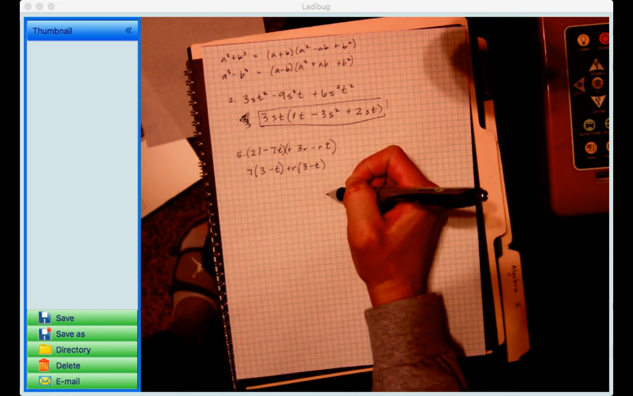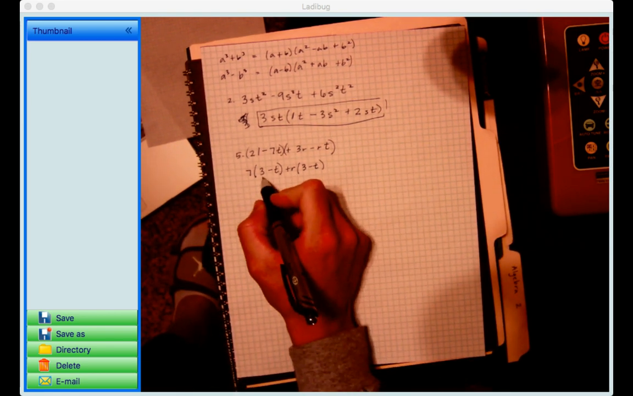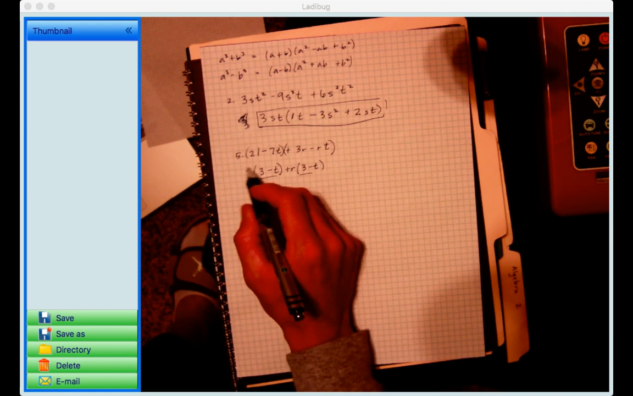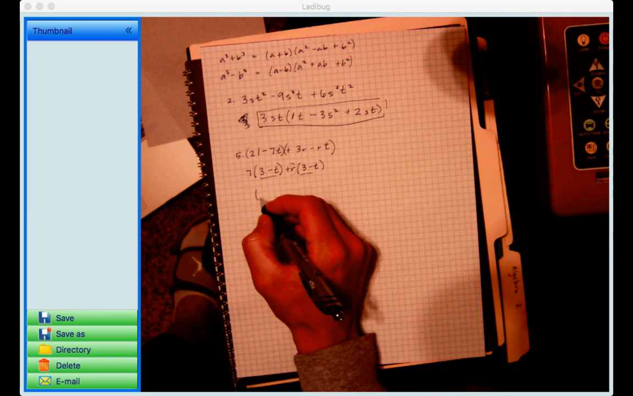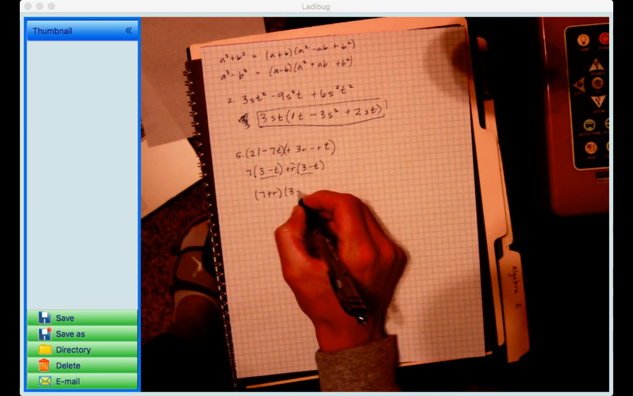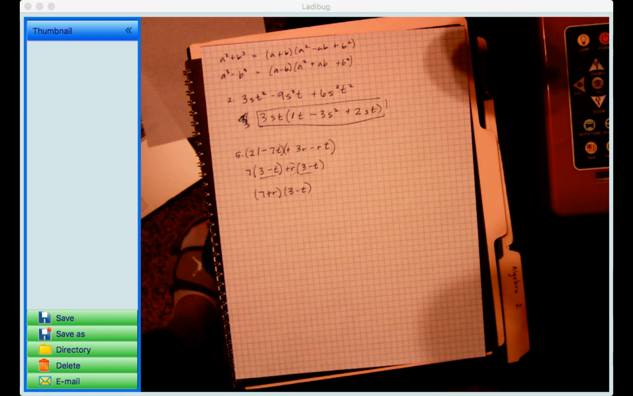So then, just like before, your parentheses have to match up. And they do. So then what's on the outside of my parentheses is 7 plus r. And then what's on the inside is 3 minus my t. And then that's it.